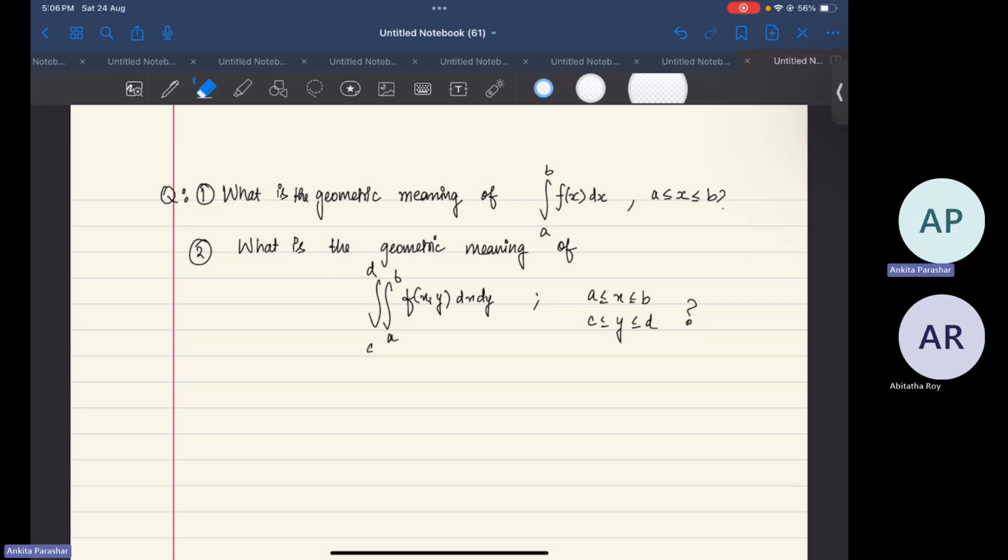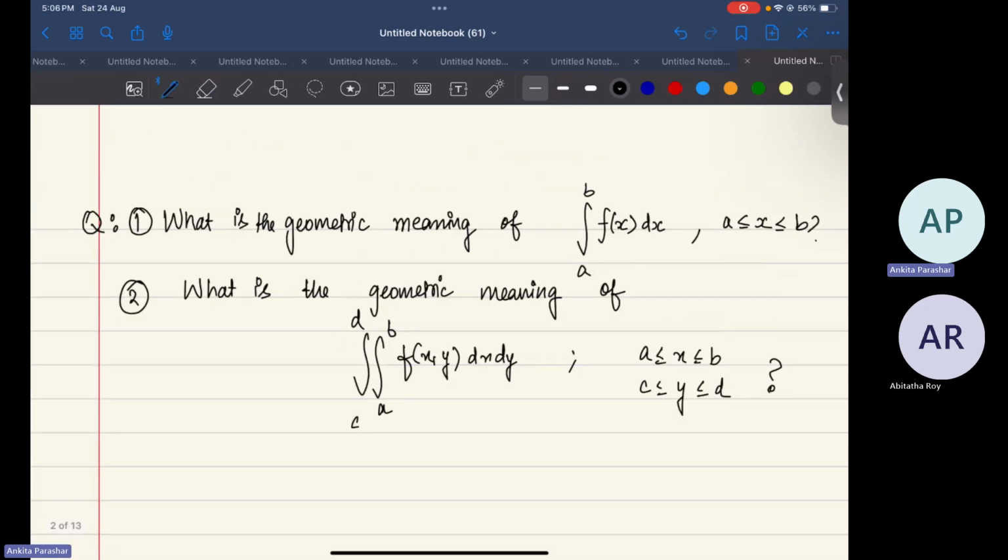So if I give you a function, of course, the functions I'm talking about are non-negative. Then for functions of this type, is there a geometric meaning behind the integration from a to b of f(x) dx? Yes, we can associate a meaning to them. And how?